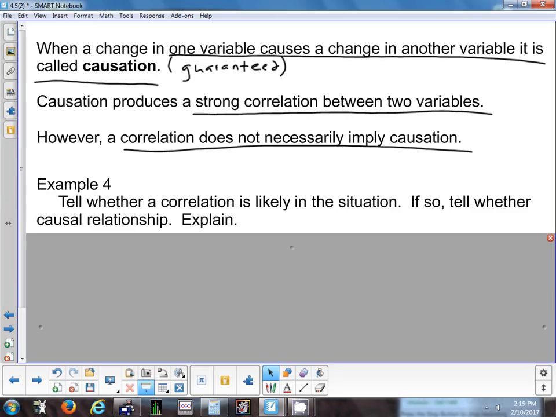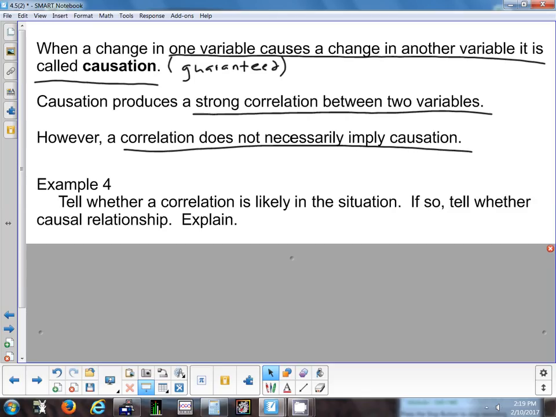All right, so the example, we're going to be asked to tell whether or not there is a correlation. And if there is, I want to know, is it a causal relationship, meaning one thing causes the other. It's like a guarantee. Because if there's not a correlation, you don't even have to look for causal. Causal is really strong. You've got to have correlation before you can have a causal relationship.